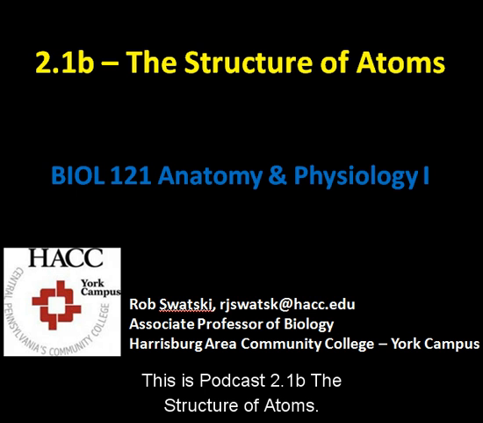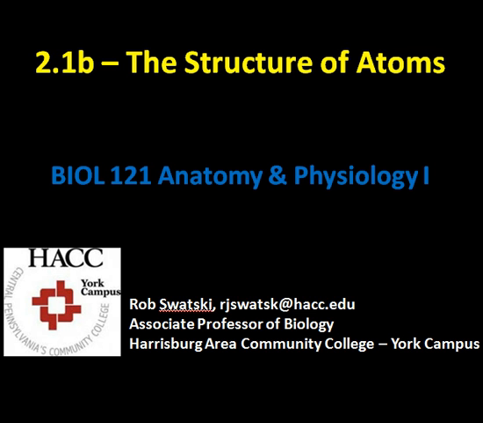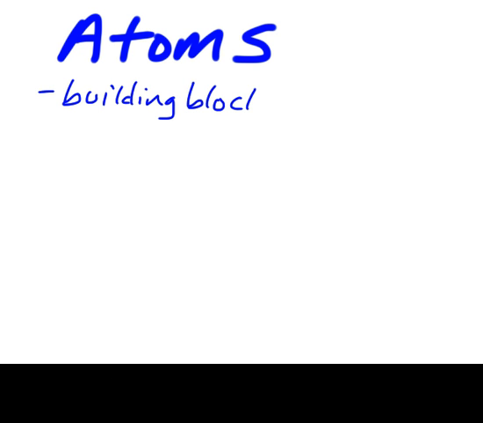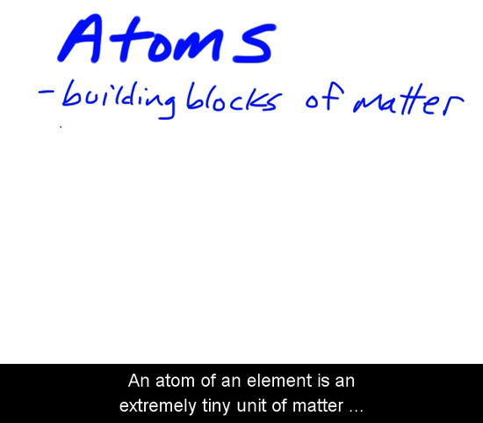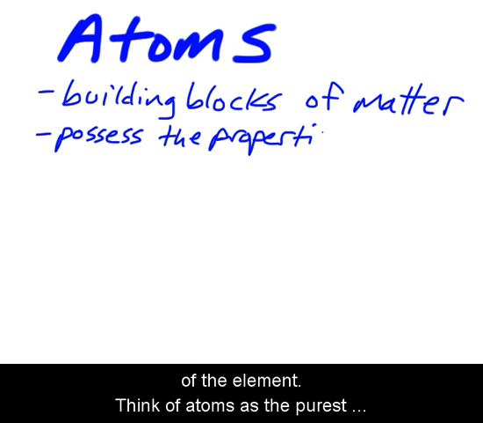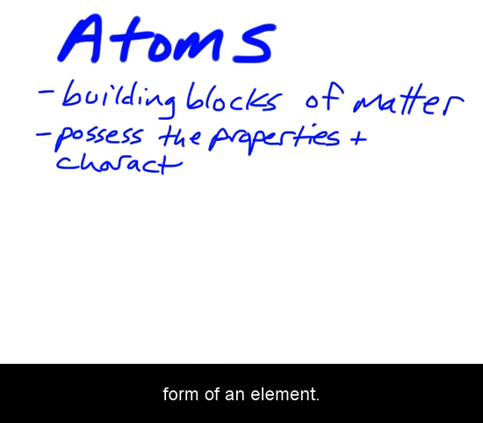This is podcast 2.1b, the structure of atoms. Atoms are the building blocks of matter, and all elements are made of atoms. An atom of an element is an extremely tiny unit of matter that still possesses the properties and characteristics of the element. Think of atoms as the purest form of an element.